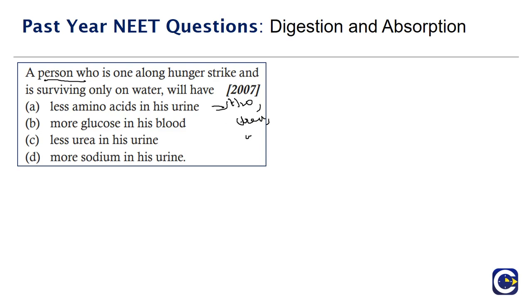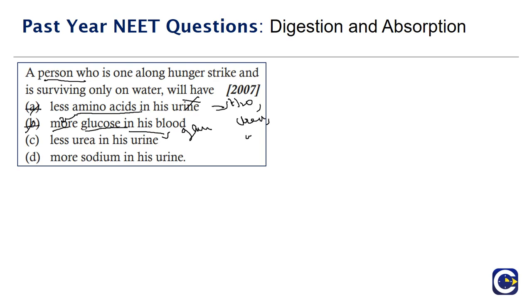Glucose is not excreted in a normal person. Amino acids and proteins are also not excreted in normal persons, so we can eliminate the option of less amino acids in his urine. More glucose in his blood: he is on hunger strike, so the first substrate that will get depleted is blood glucose. So it should be less, and this option can be eliminated.